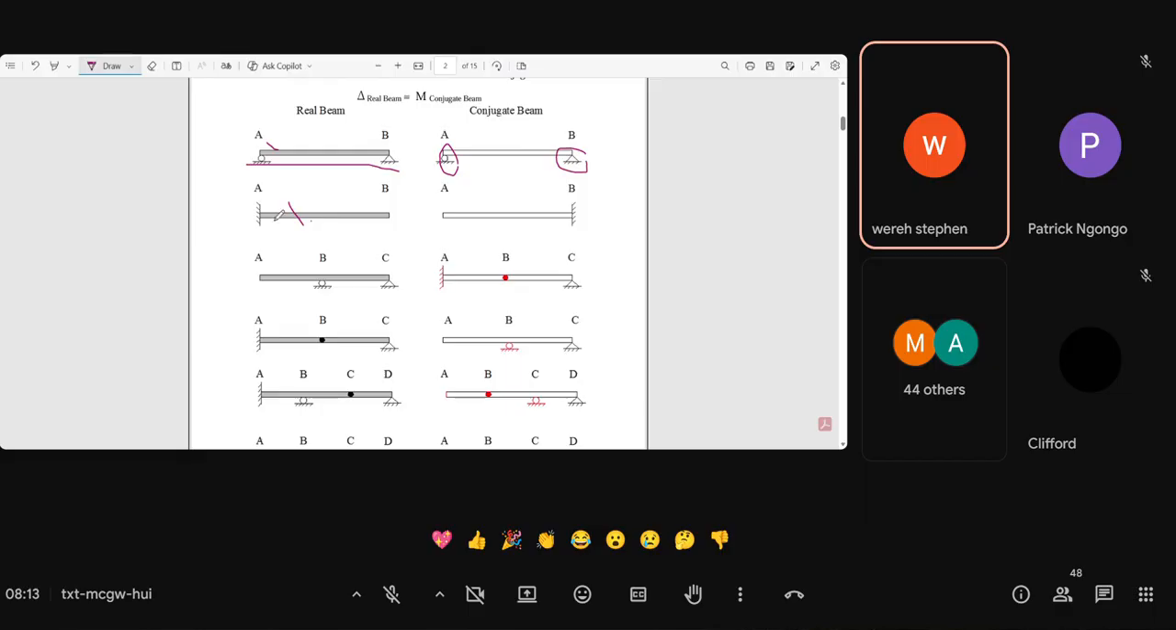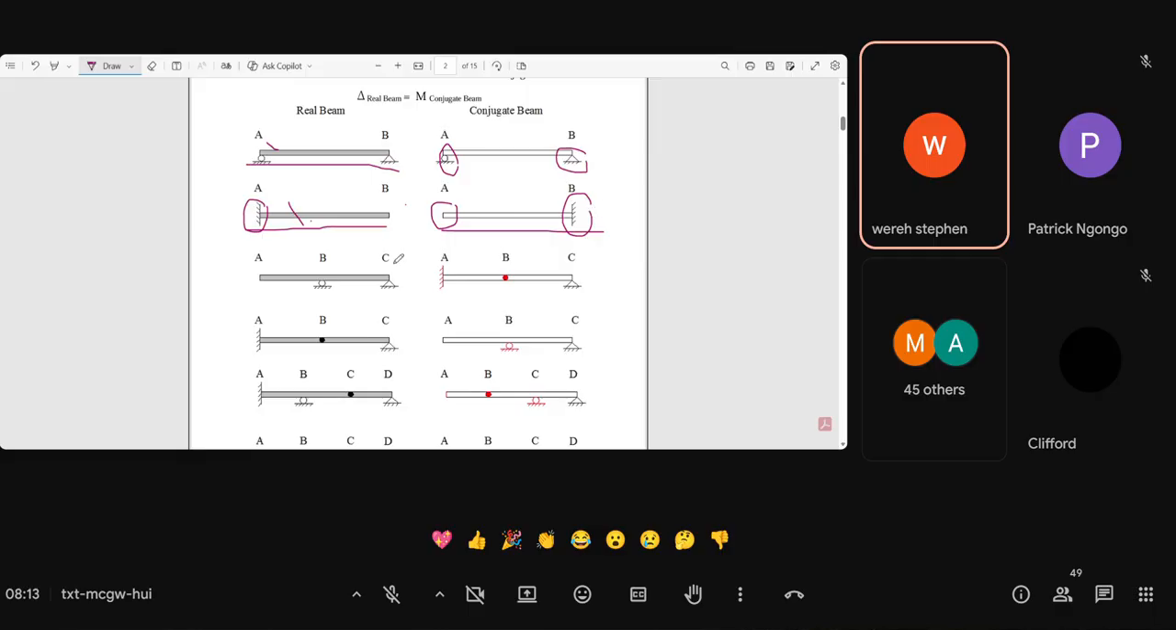But now look at this other one, whereby in beam AB, at point A we have a fixed support. Okay. Now we need to draw a conjugate beam. So if you look clearly at this conjugate beam, you will find that in the initial beam at point A we had a fixed support, but in the conjugate beam it is a free end. But at point B, initially we had a free end. In the conjugate beam we have a fixed support.